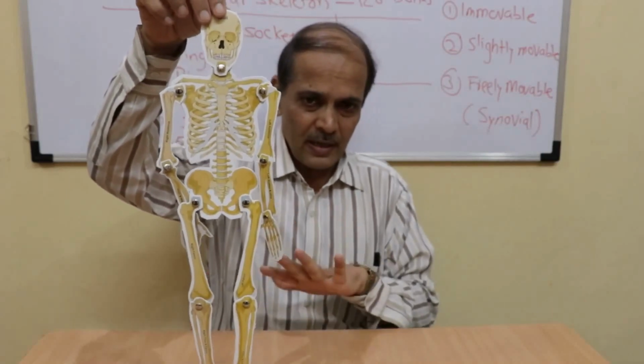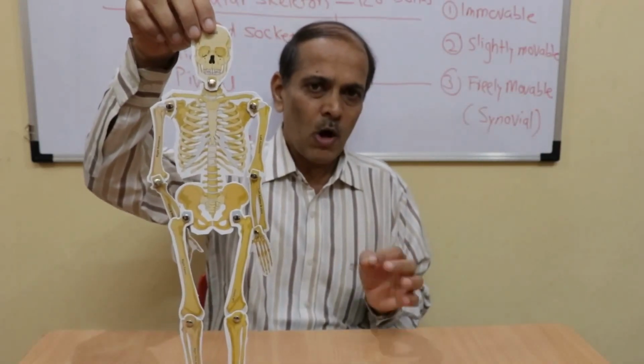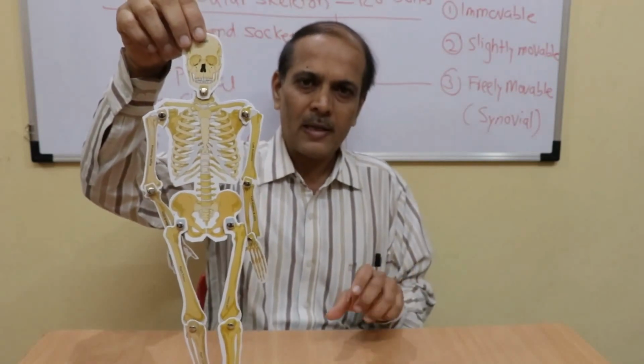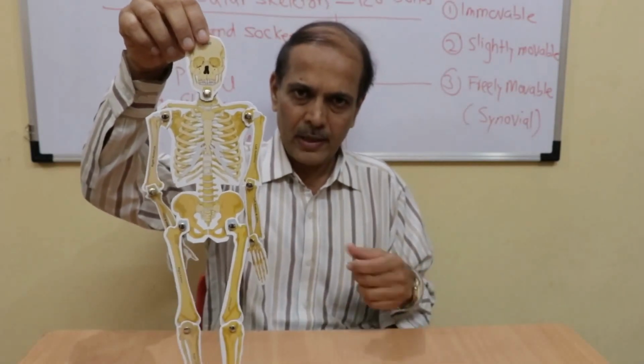Once we have done it, we'll go for one ball and socket joint using some wooden battens and some other material. Second activity of today's session.